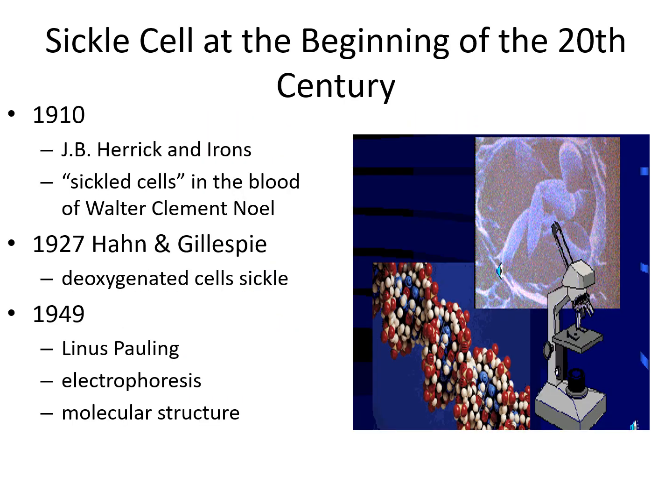Now, discussing the genetics of this disease, a little bit of history. In 1910, Herrick and Irons described the sickle-shaped red cells in the blood of Walter Clement Noel, who was a dental student from the Caribbean studying in Boston, who had this hemolytic anemia and suffered pain crisis. These sickle cells were shown to acquire this shape upon deoxygenation in 1927, and about 22 years later, Linus Pauling demonstrated that patients with sickle cell disease had an abnormal hemoglobin by electrophoresis.